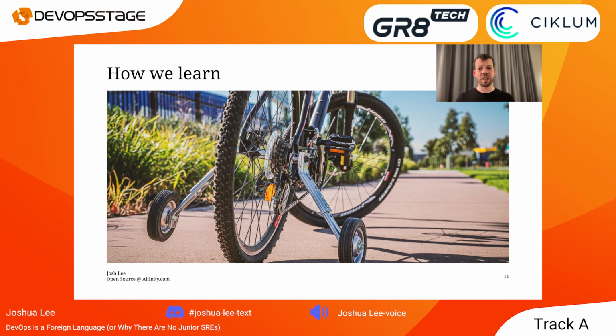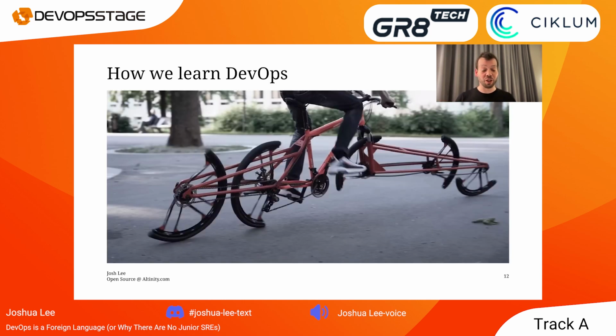But if we think about how people learn DevOps today, I think that it looks a little bit more like this. This is basically a junior SRE with a shiny new MacBook right here. It might work. They might eventually get to where they're going, but there's certainly going to be a lot of unnecessary confusion along the way.